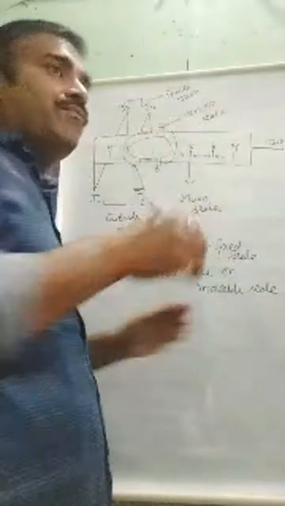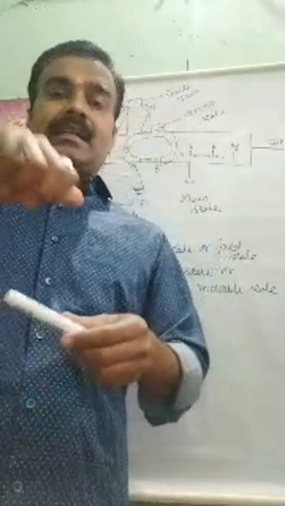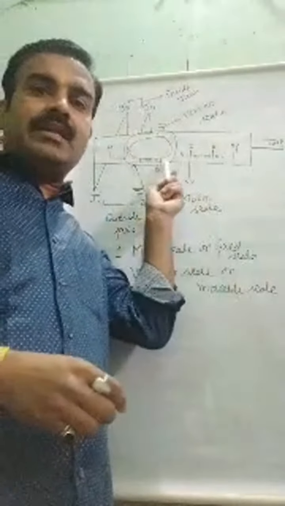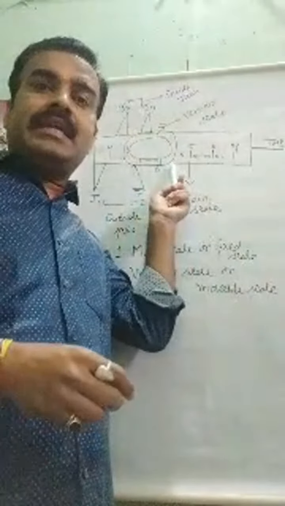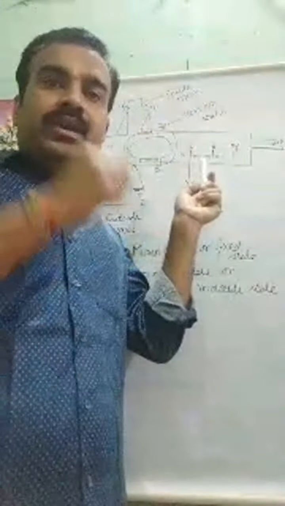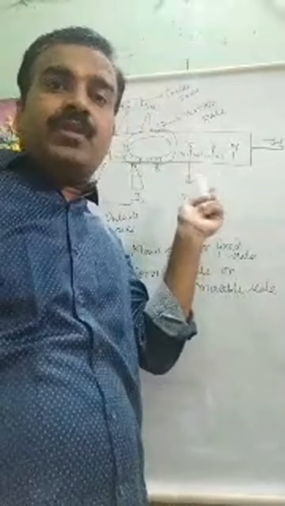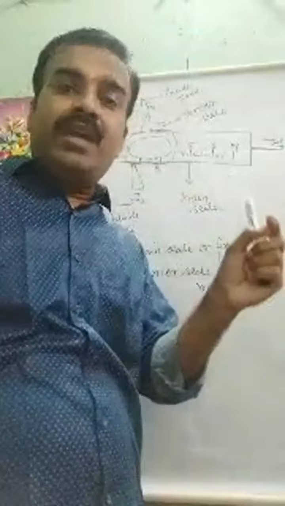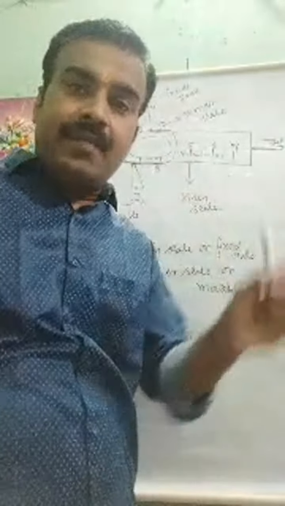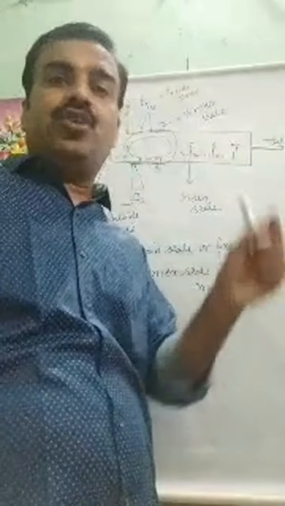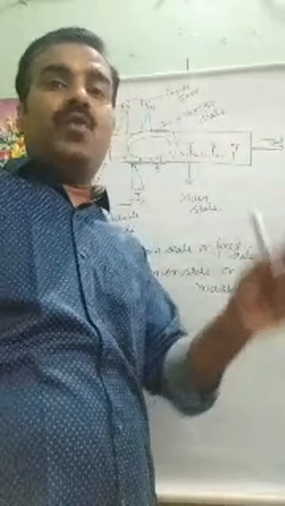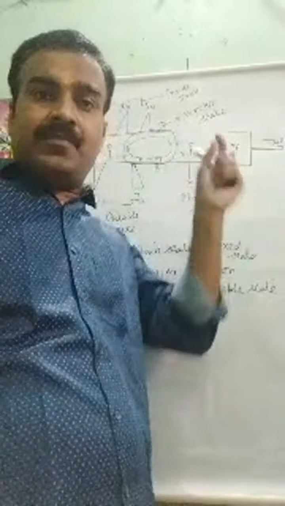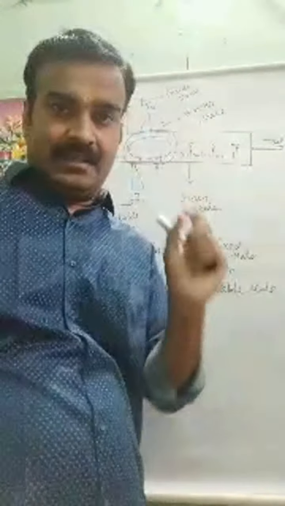So that means if we want to fix it, since the Vernier scale is a movable one, if we want to fix it at any place, while finding the diameter, radius or length of any object, we can fix it by the use of this screw, this S.